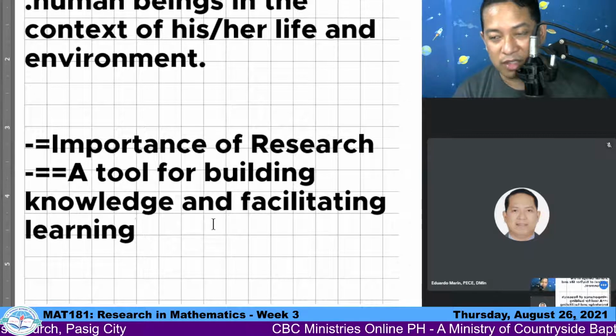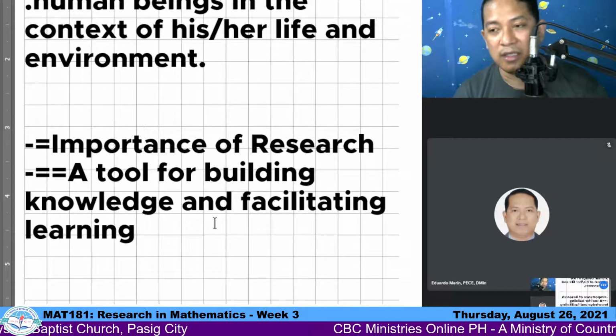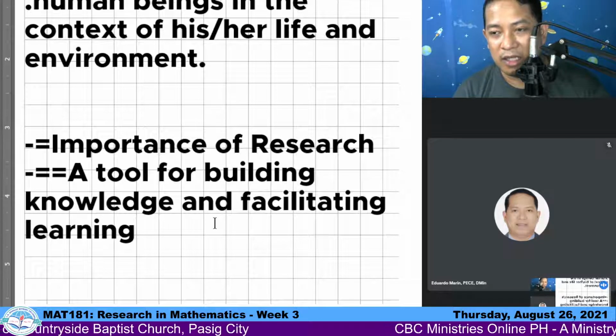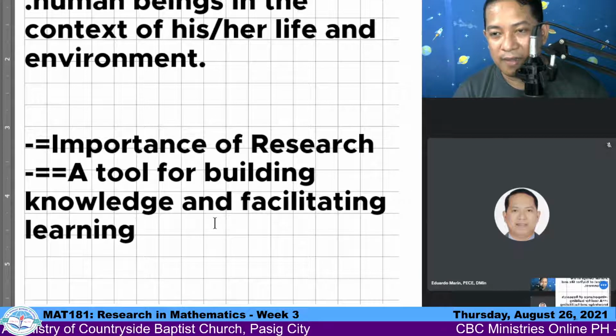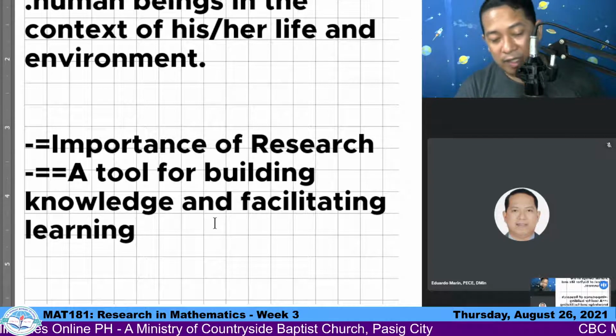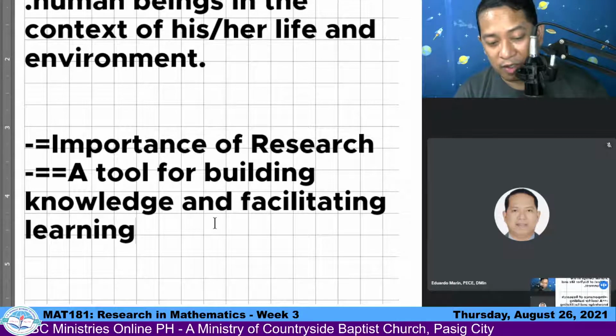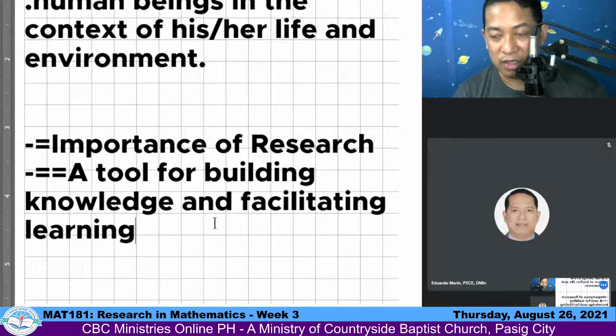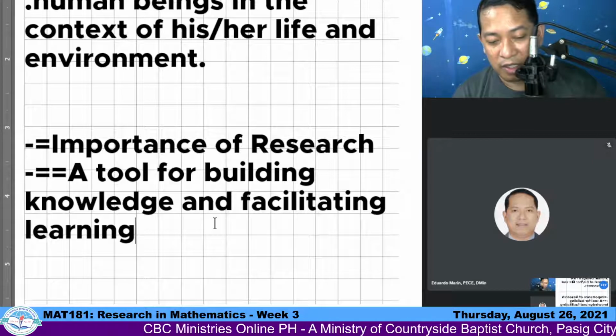even across disciplines. There are discoveries that are still viable for researchers. So, in different or across disciplines.